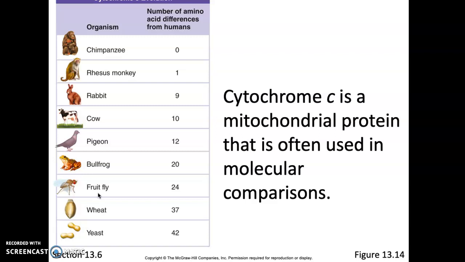Is the wheat similar to the human? Is the pigeon similar to the fruit fly? And we could compare it. So this chart shows the number of amino acid differences from humans. If you looked at the cytochrome C sequence of a human and compared everything to that human, you would find that comparing it to a chimp, the number of amino acid differences would be 0. They would be exactly the same. Now, if you did a rhesus monkey, you would find one difference in that particular protein. You look at a rabbit, it starts to increase, 9 differences. A cow, 10, a pigeon, 12, and so on and so forth, till it gets to wheat. We still have that same protein, but it has considerable differences between what it looks like in a human and what it looks like in wheat.